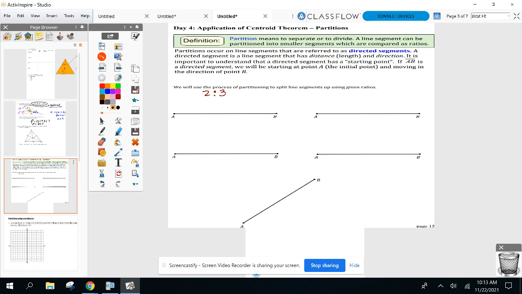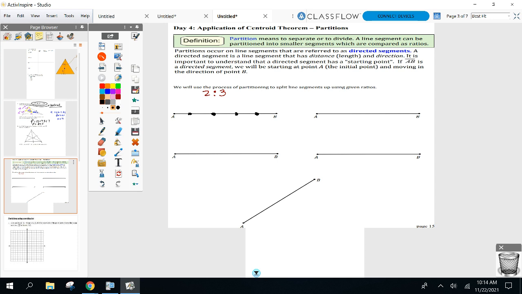You don't need a compass, straight edge, or anything for this. We don't even need the compass today. It's just going to be a distraction. So hopefully you guys are breaking this up. 1, 2, 3, 4, 5. Everyone broken up into 5 equal pieces?